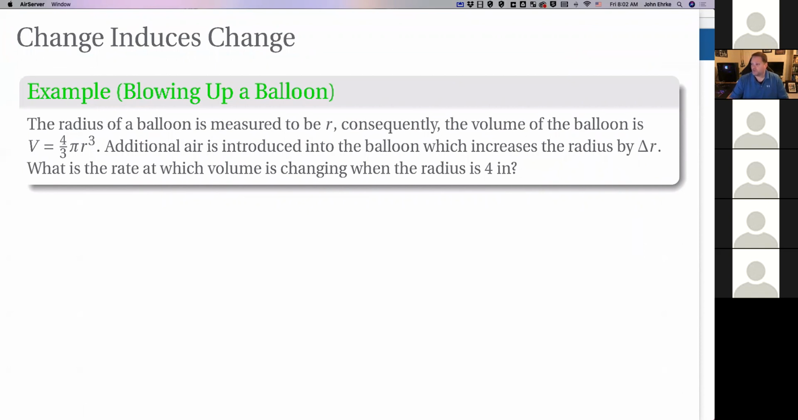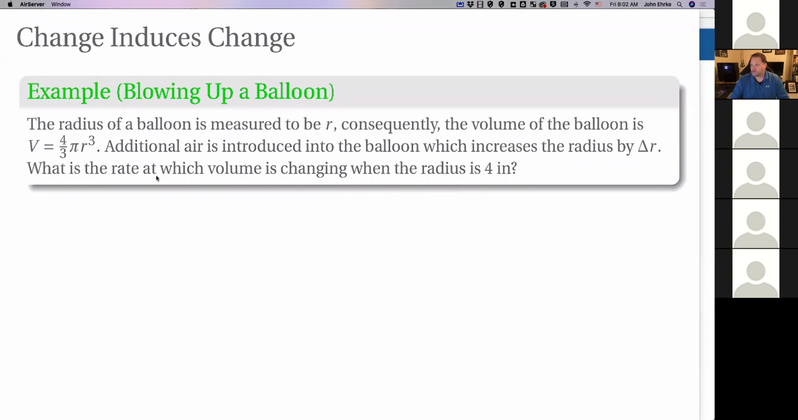So I want to start with a pretty simple example of just blowing up a balloon. Imagine that you have a balloon, you've got the little nozzle part and you're blowing into the balloon so that it will increase its volume. I'm assuming the balloon is spherical, so that the volume of the balloon at any radius can be found using the common volume formula, 4/3 pi r cubed. And as I blow into the balloon, it's going to increase the radius by some small amount.